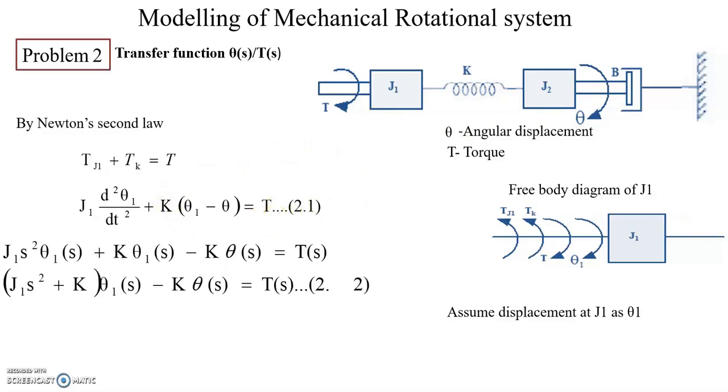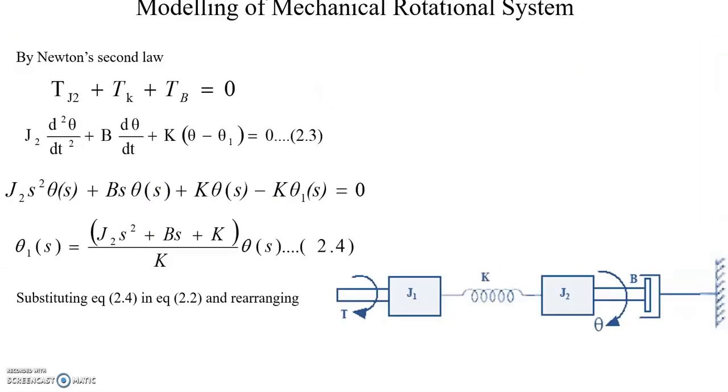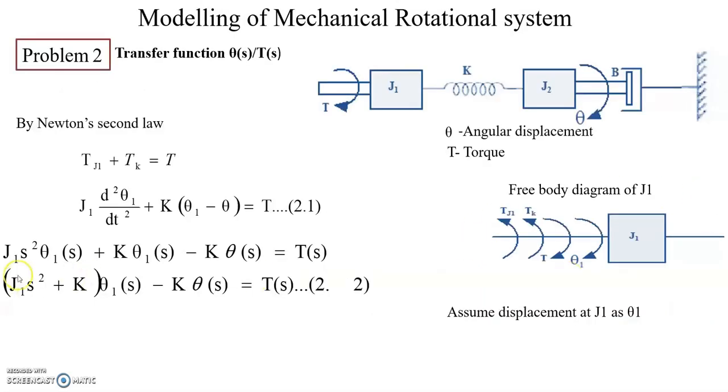Next, taking the Laplace transform of this equation, you can write J1 S square theta 1 of S plus K into theta 1 of S minus K into theta of S is equal to T of S. Then you take theta 1 of S common for these two elements. So J1 S square plus K into theta 1 of S minus K into theta of S equal to T of S. You name this as equation number 2.2.